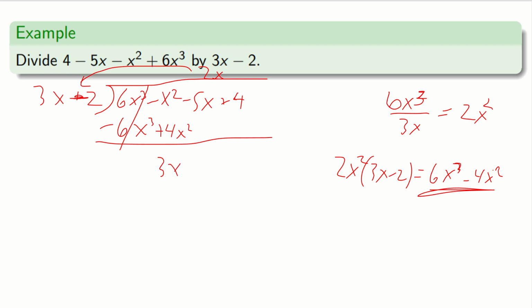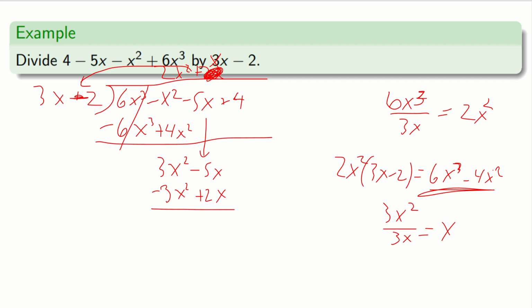We're left with 3x squared, and we can move this down to get negative 5x. Okay, so we ask ourselves, okay, what is 3x squared divided by 3x? Of course, that is x. So this is going to be just an x. Meanwhile, over here was 2x squared. So 2x squared plus x. All right. And so what is x times 3x minus 2? Well, that is 3x squared minus 2x. But remember, we have to flip the sign of everything. So we change the signs. This cancels. And we're left with negative 3x.